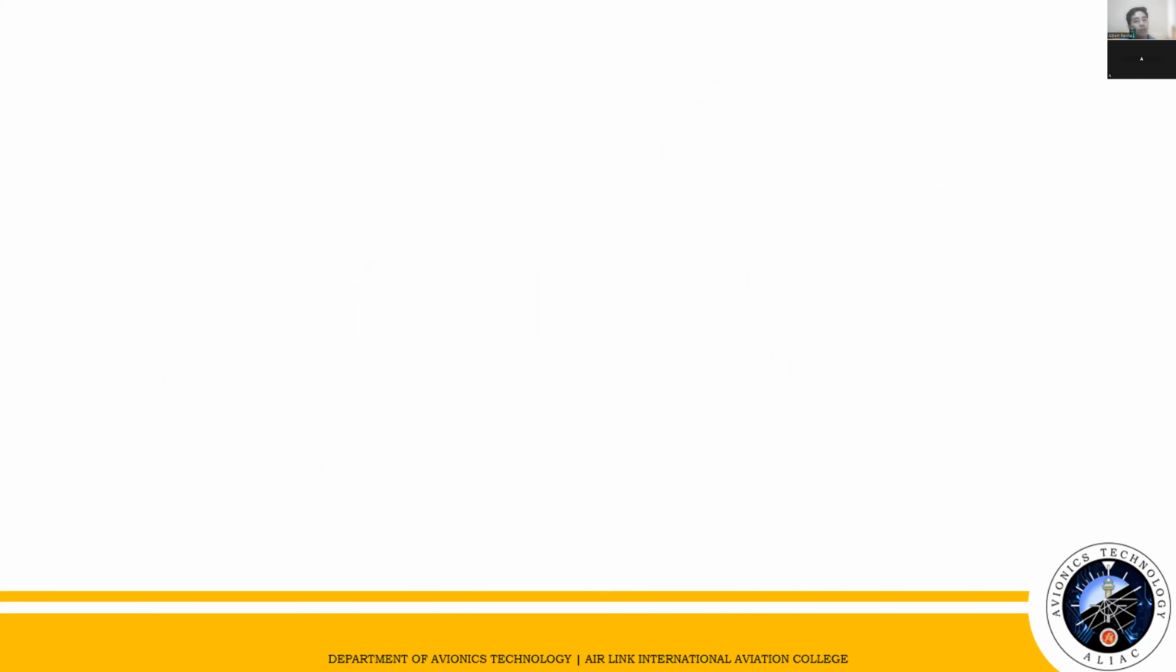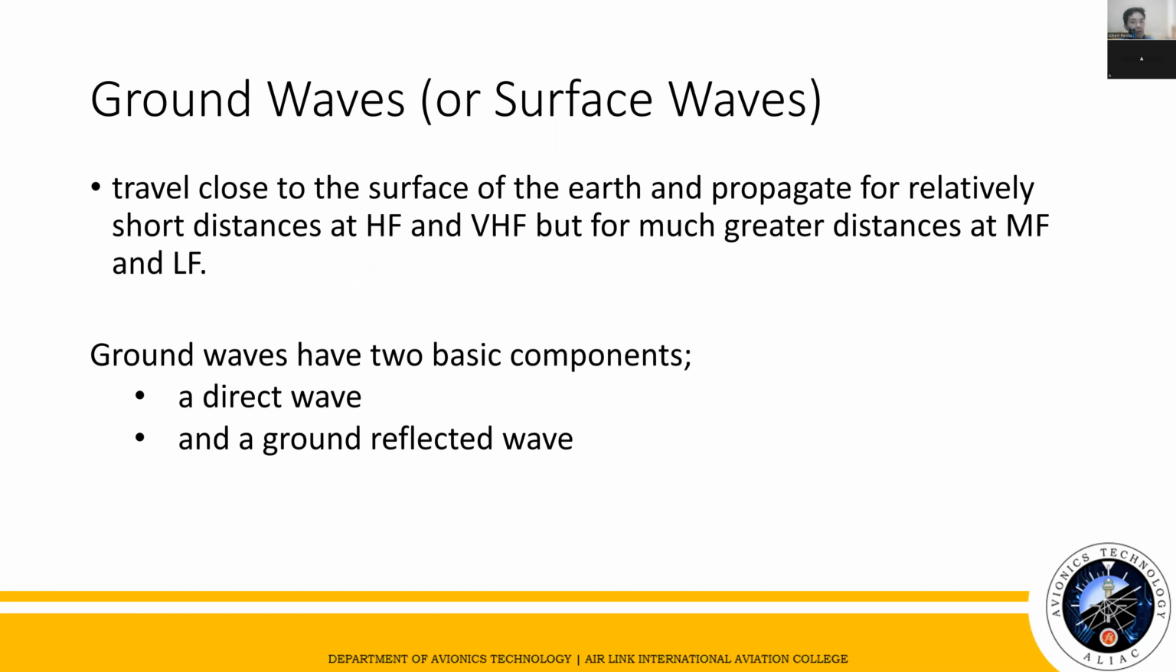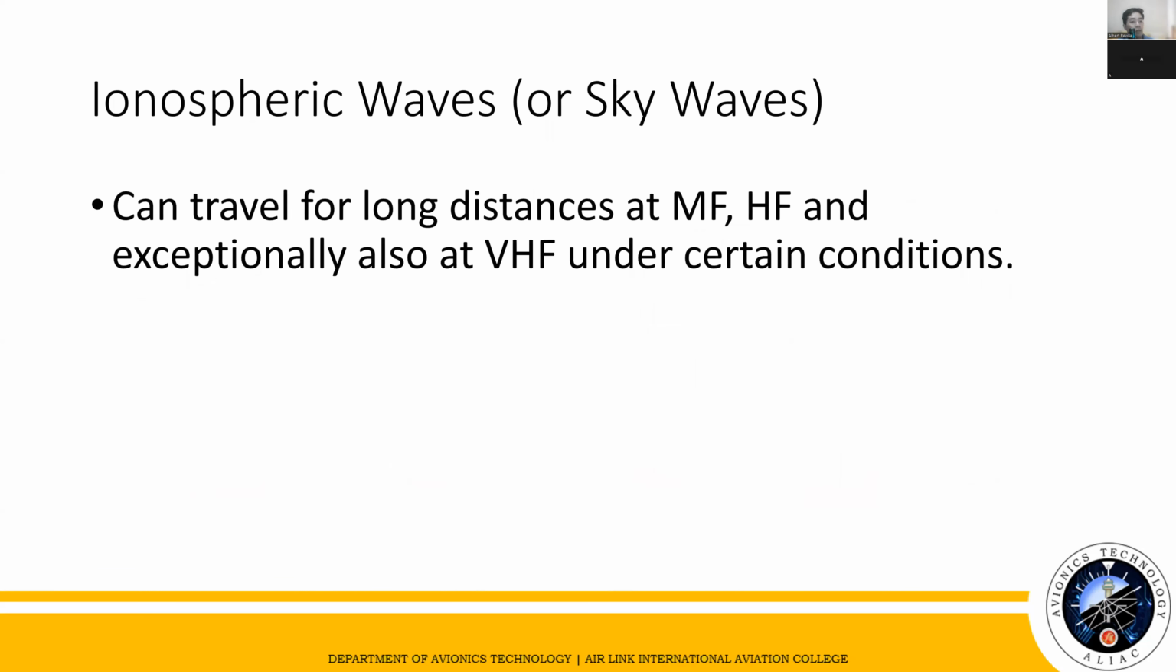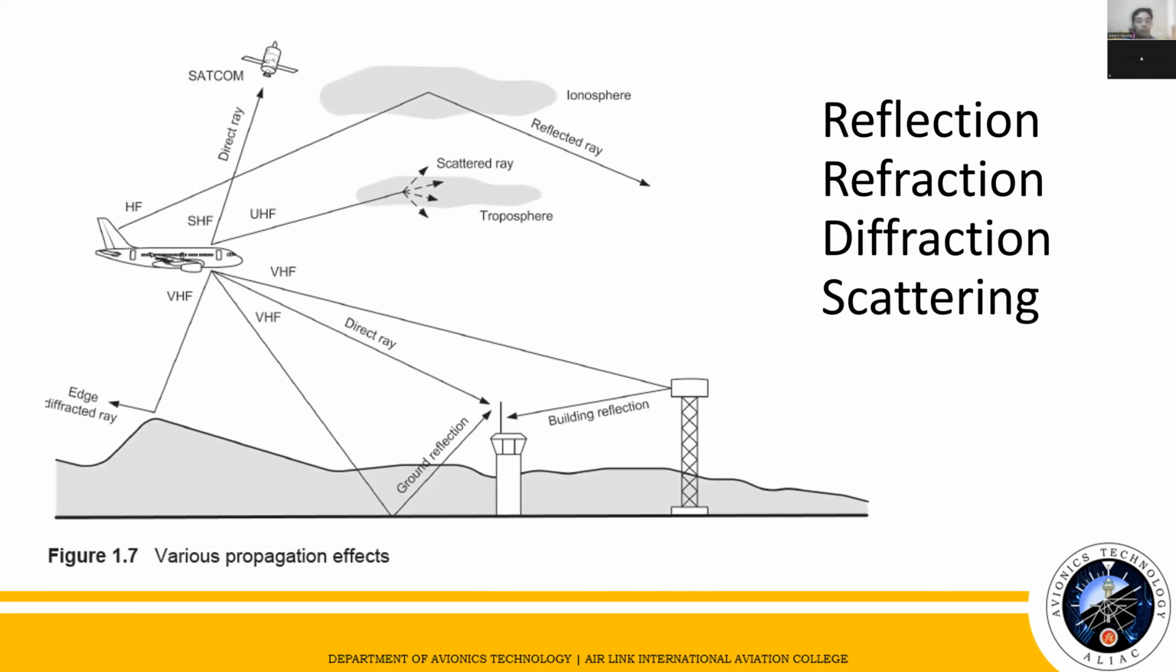These are the additional information about the ground wave or surface wave, and the constituents of a ground wave, which we already discussed. And then the ionospheric waves or the sky wave. And these are the four effects that can occur.